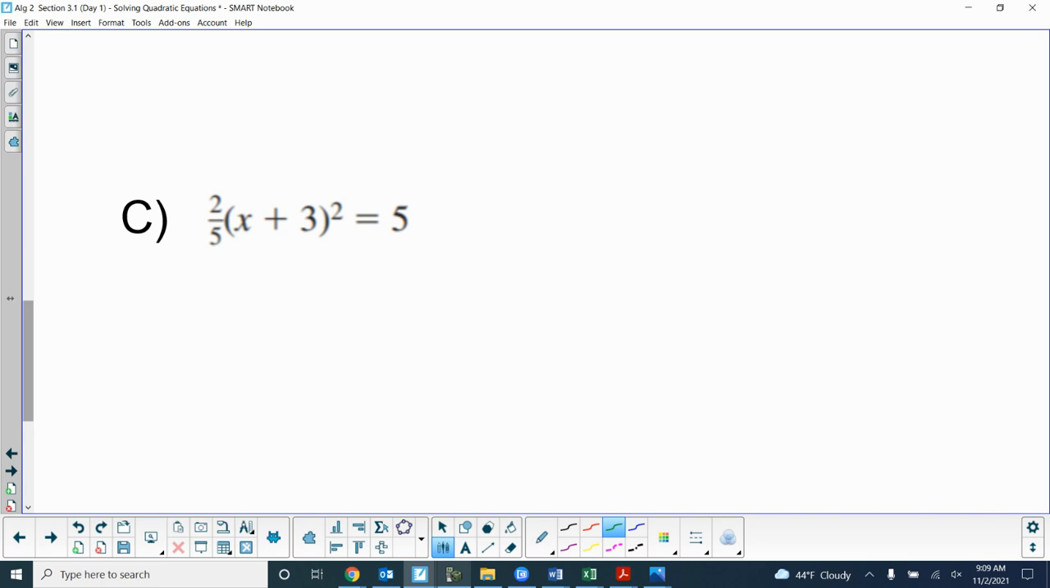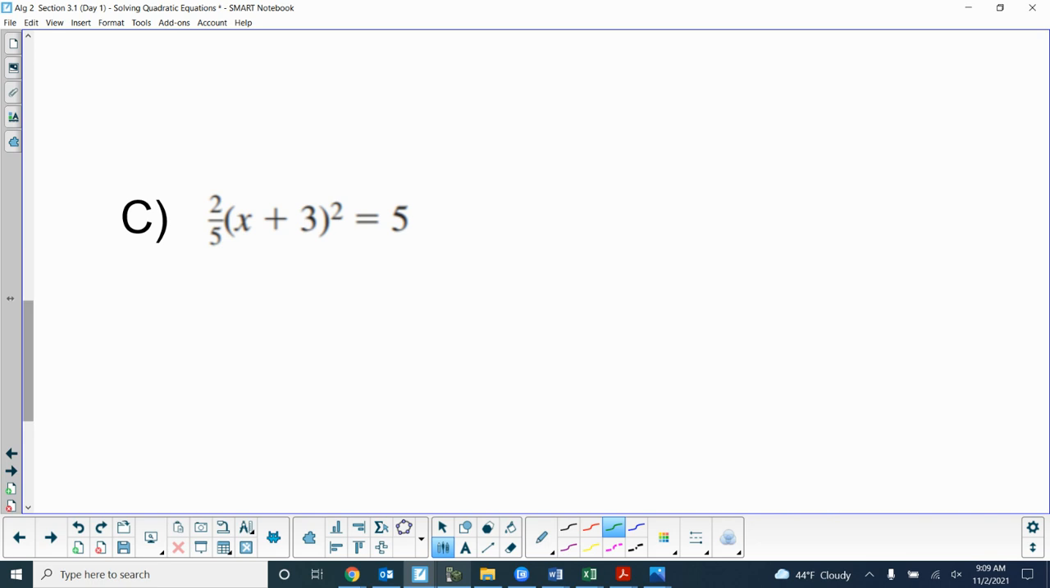What's with it? What's on the left with the squared part? 2/5, right? 2/5 in front of parentheses, does that mean add, subtract, multiply, or divide? It means multiply.